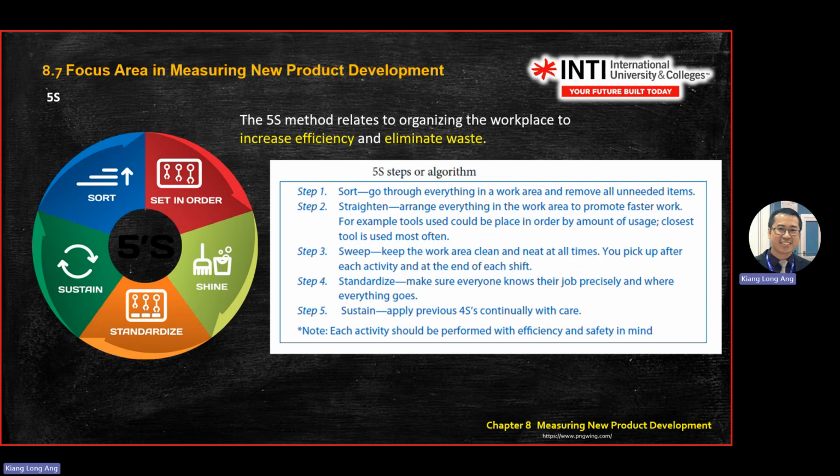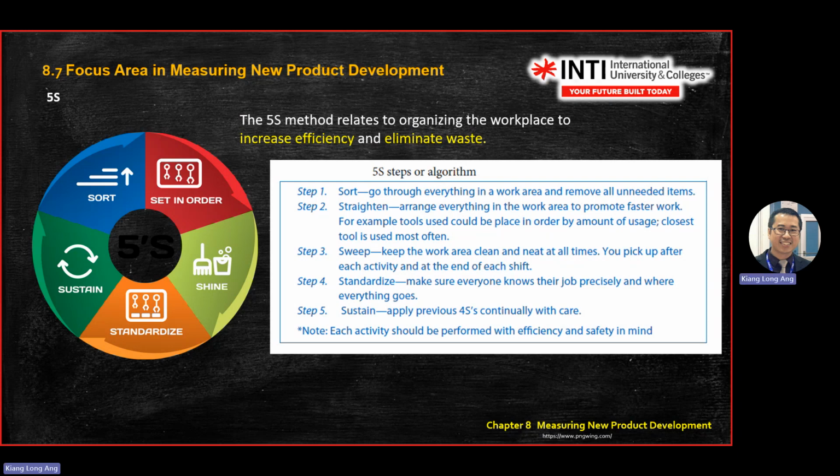What are the 5S? This one is a very old approach, but it has been practiced in many places. So 5S is sort, strengthen, sweep, standardize, and sustain. So these are 5 things. 1, you sort everything, go through everything in the work area and remove unneeded items. You do sorting, you make arrangement. See anything that you don't need, you remove. Okay. Then number 2, strengthen. Arrange everything in the work area to promote faster work.